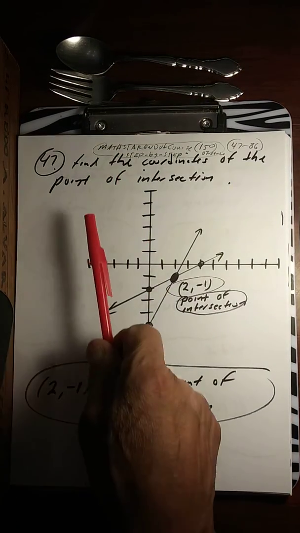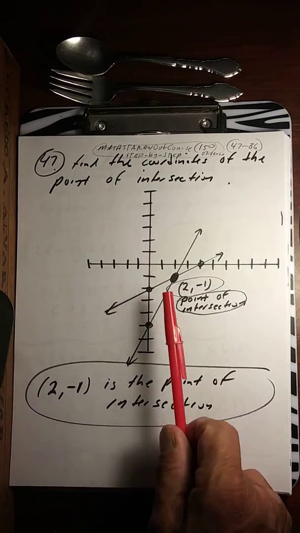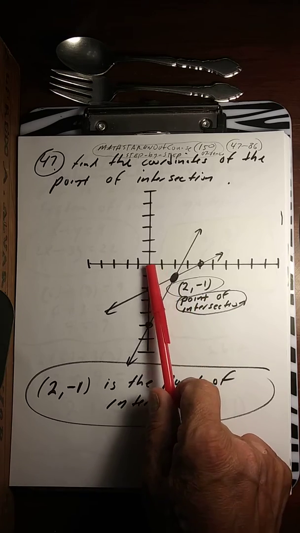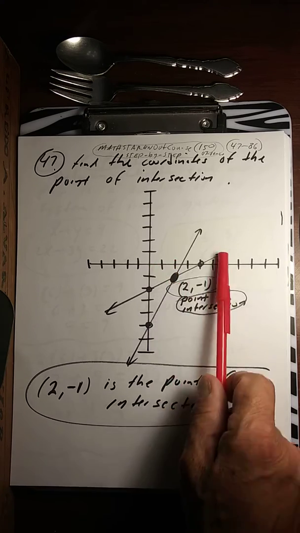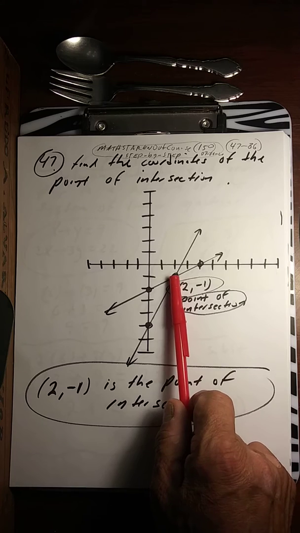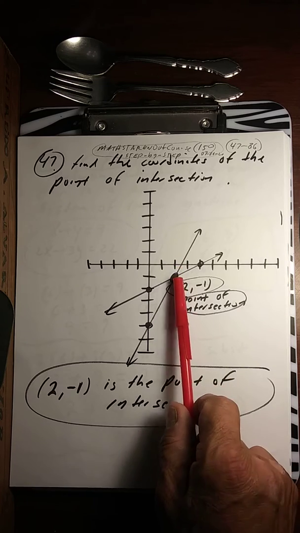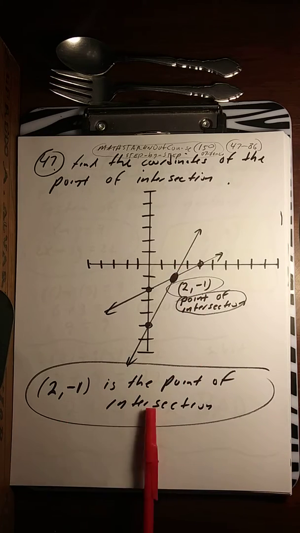Alright, let's do this right here. Find the coordinates of the point of intersection. At 2 and -1, these two lines intersect, so it means that's the solution for these two lines. So (2, -1) is the point of intersection.